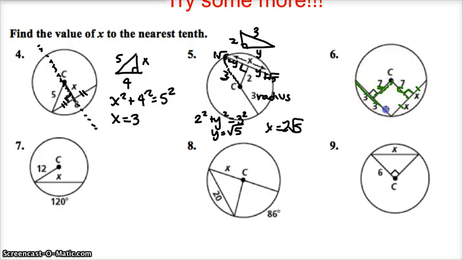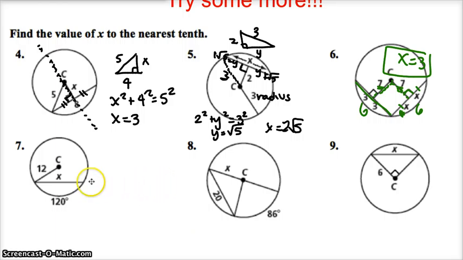So since this chord is 6 and is 7 units from the center, this other chord that is also 7 units from the center would also have to be 6 each. So x here ends up equaling 3.